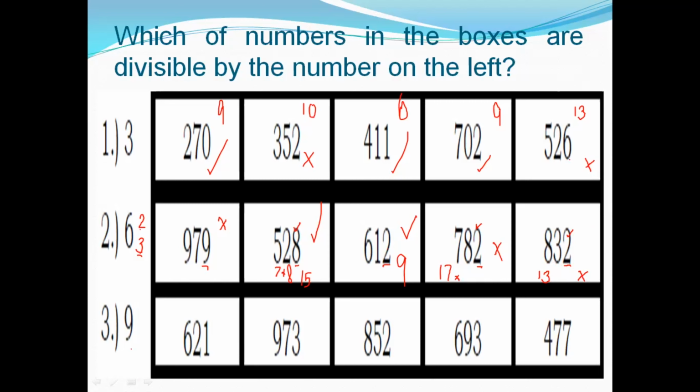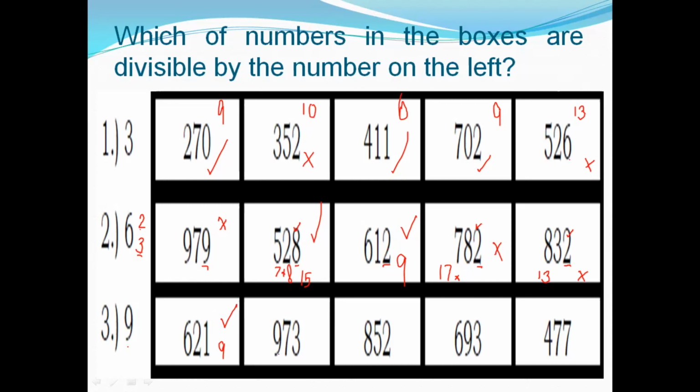Okay, so let us see if the following numbers are divisible by 9. So, what is our rule in divisibility of 9? So, we're going to add the numbers. Add lang natin yung digits. When we add the digits, and if the sum is divisible by 9 or a multiple of 9, then it is divisible by 9. So, let us see the first given. 621. So, 6 plus 2 is 8 plus 1 is equals to 9. So, 9 is divisible by 9. So, 621 is divisible by 9.